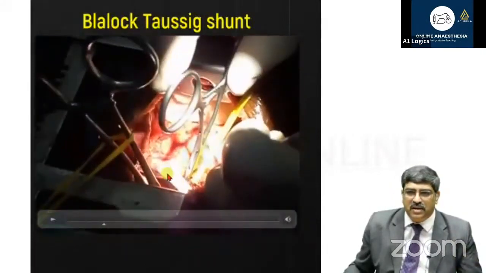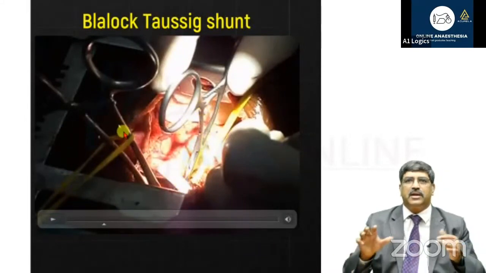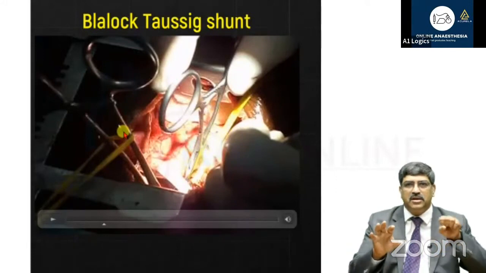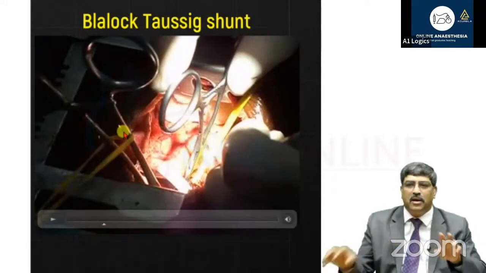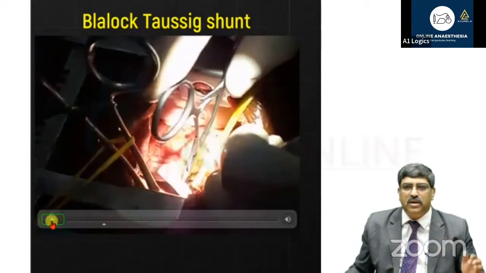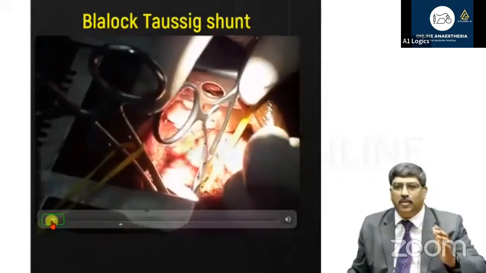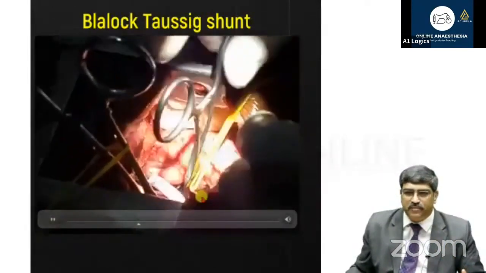Here you can see the shunt. This is the shunt, and this clamp is placed on the pulmonary artery, and this clamp is on the subclavian artery. Blood lock toxic shunt is nothing but a shunt between the subclavian and the pulmonary artery. You get the systemic blood flow into the pulmonary circulation.